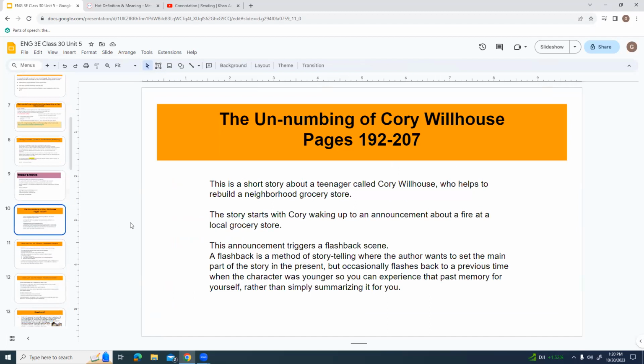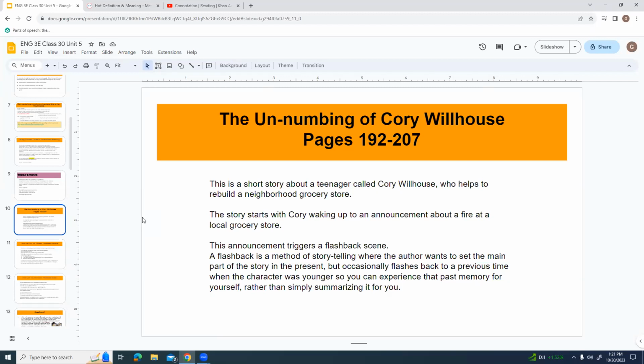Okay. So The Unnumbing of Corey Willhouse is on pages 192 to 207. It's probably one of the longer stories we've read so far. This is a short story about a teenager called Corey Willhouse who helps to rebuild a neighborhood grocery store. The story starts with Corey waking up to an announcement about a fire at a local grocery store. It's on the radio. Now, this announcement immediately triggers a flashback scene.